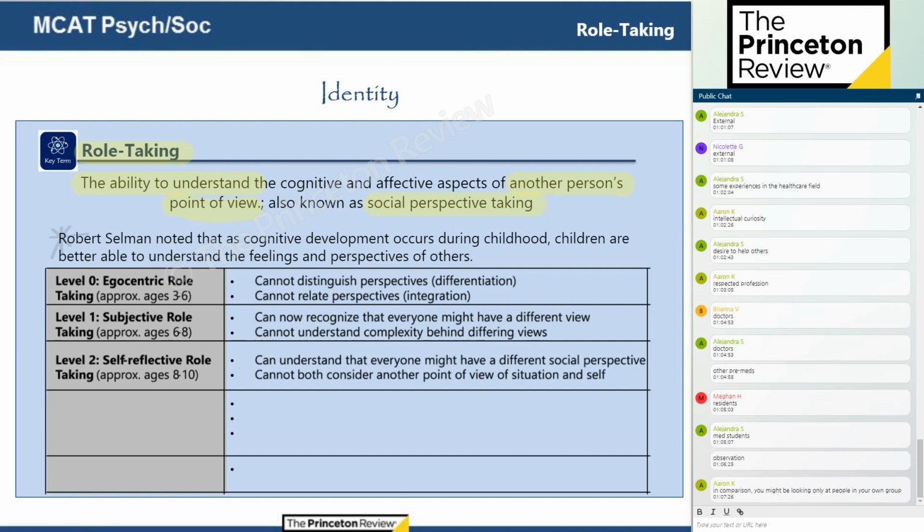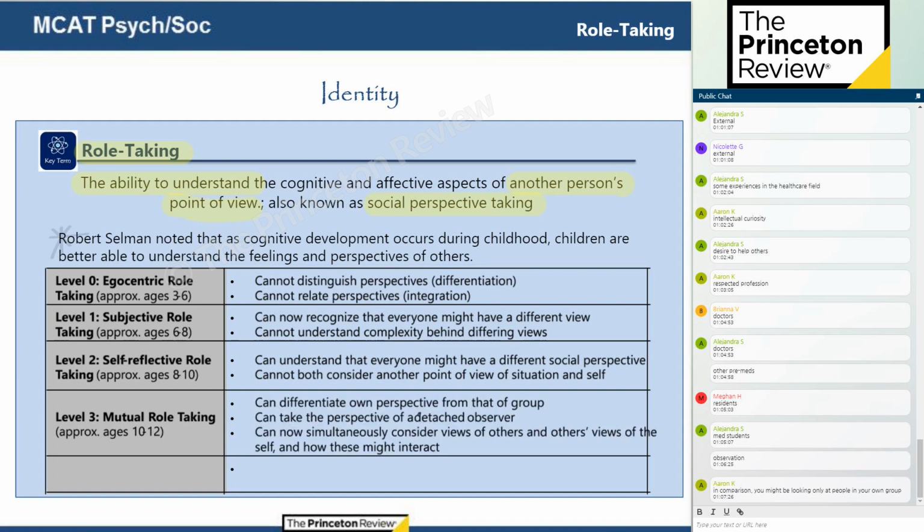As we get a little older in elementary school, we again understand folks have different points of view, but we still are not able to process both ours and someone else's at the same time. We start to kind of do that as preteens.